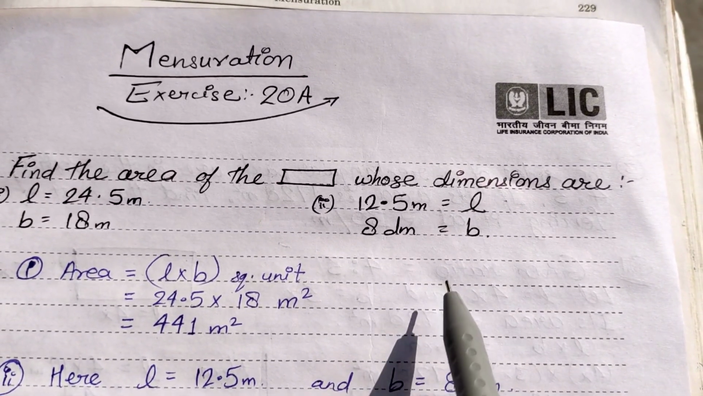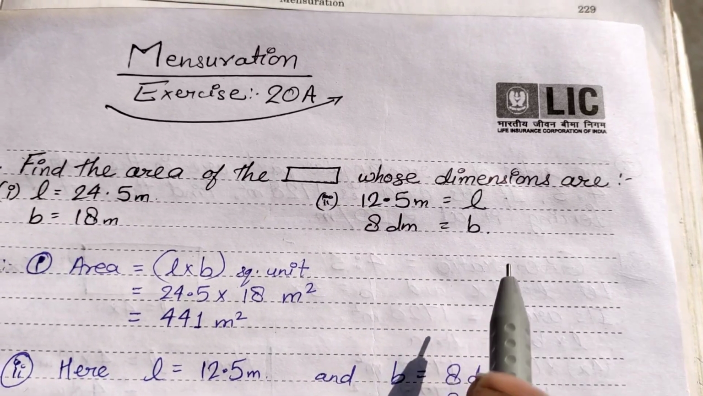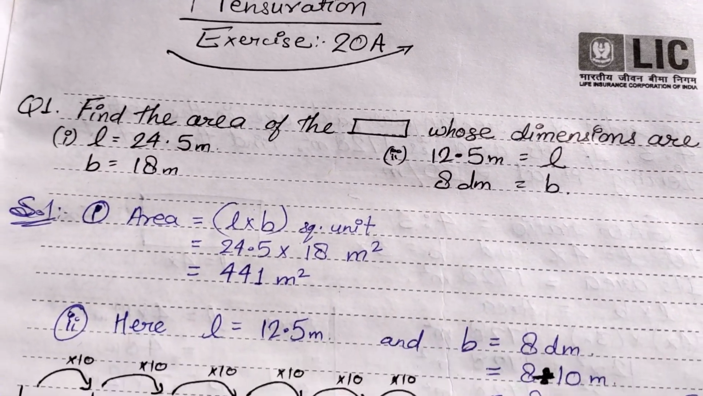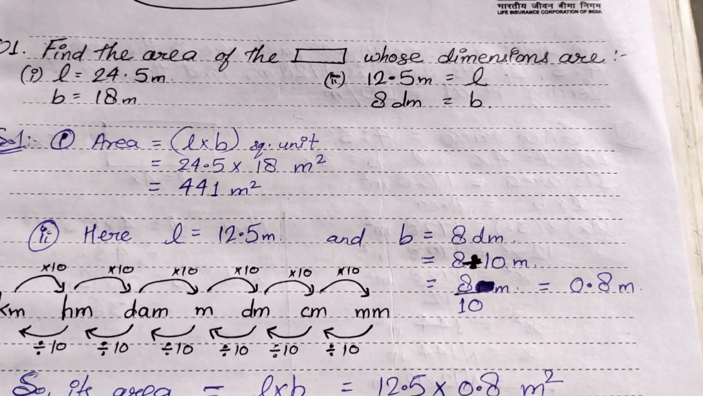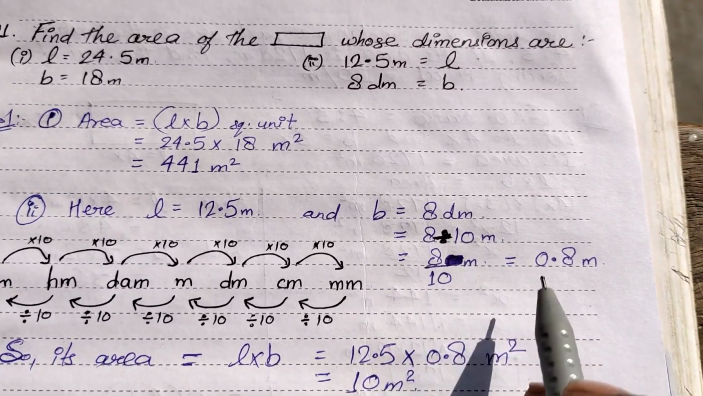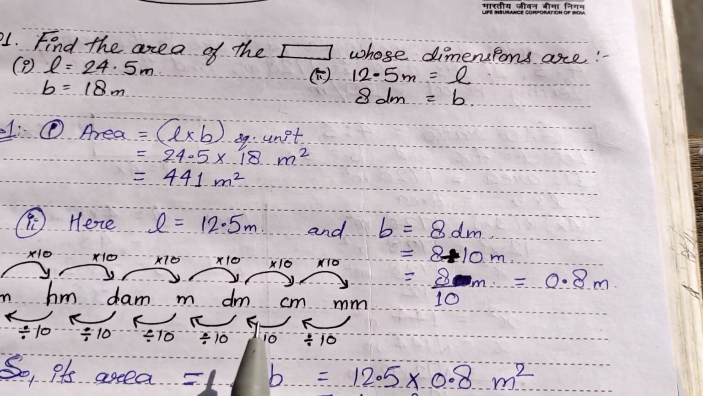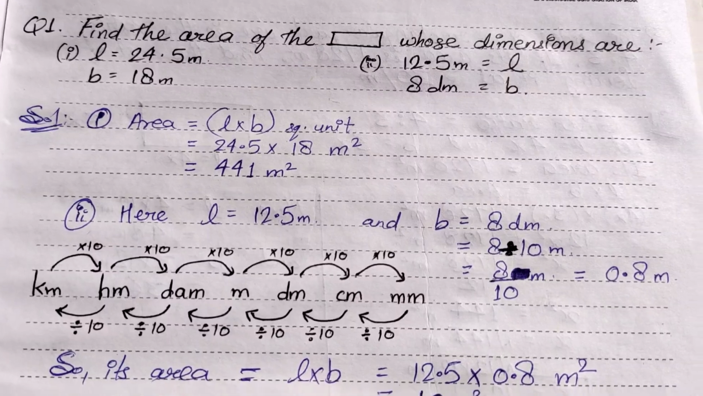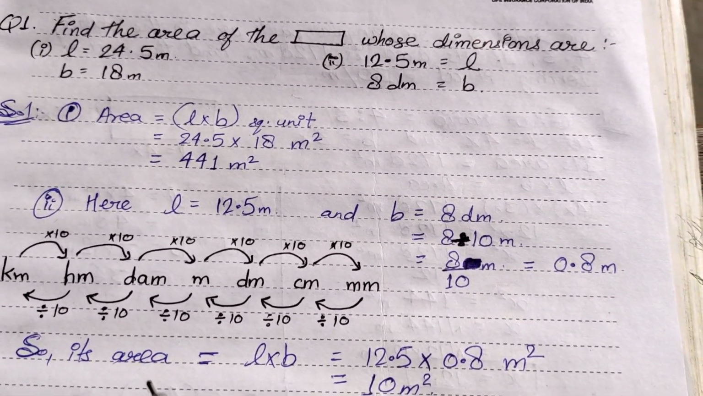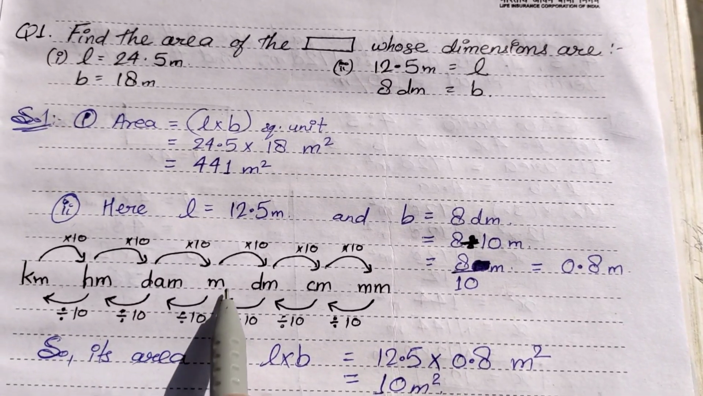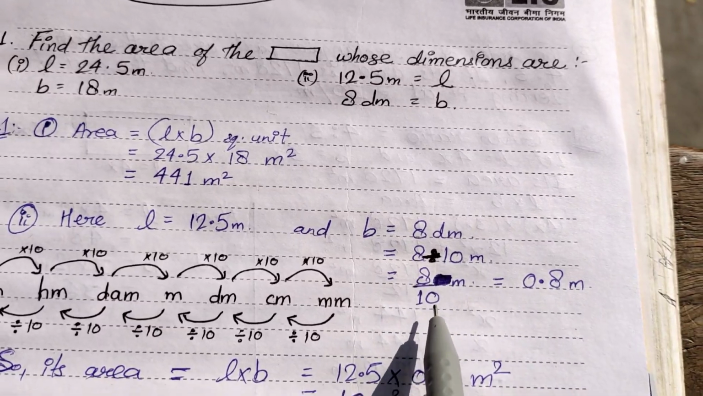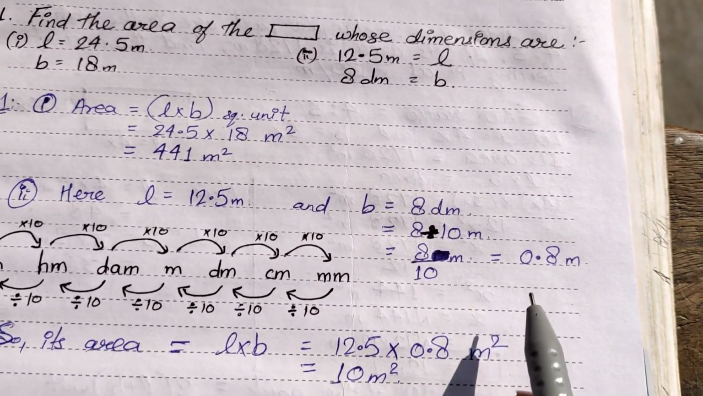Second one is 12.5 meter is length and 8 decimeter is breadth. Here we have different units in question number 2, so we have to convert it in a single unit. Now here length is equal to 12.5 meter and breadth is equal to 8 decimeter. So convert this 8 decimeter into meter. So let's see the conversion chart. Kilo, hecto, deca, meter, deci, centi. So if we want to convert decimeter into meter, we have to divide it by 10. So divide 8 by 10, we have 8 upon 10 or say 0.8 meter.